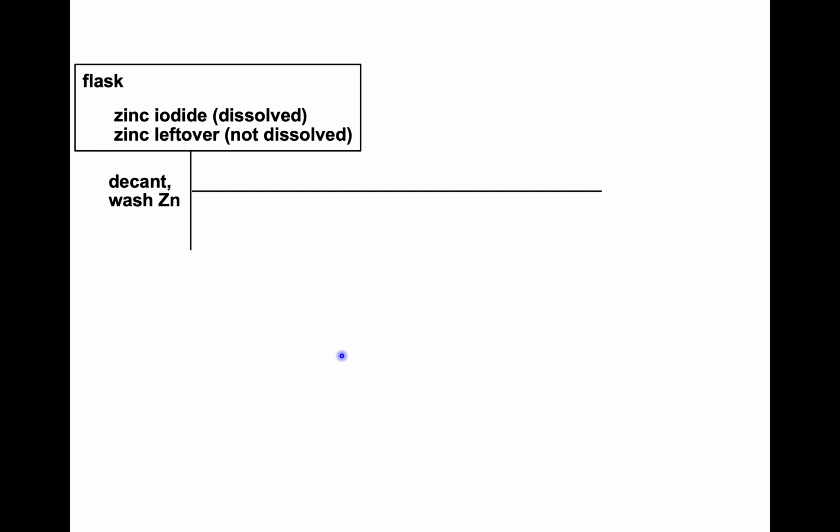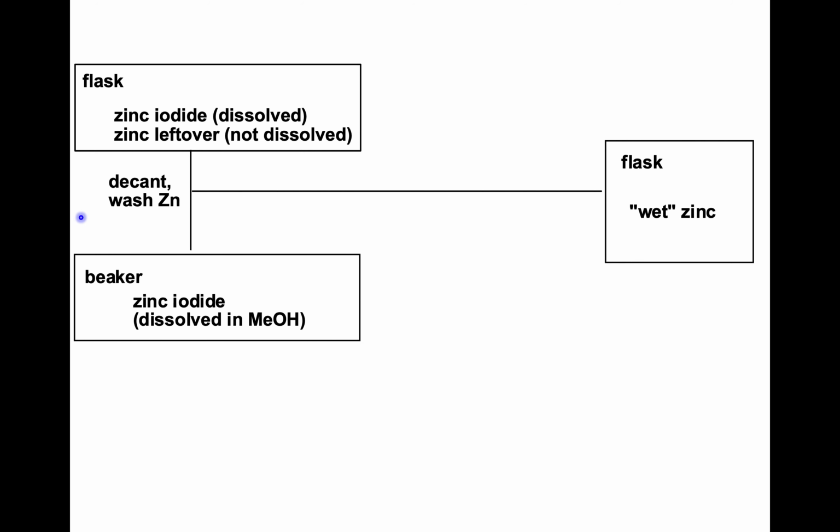And simply pouring off the methanol is going to leave behind a lot of methanol that's stuck to the sides or stuck to the solid zinc. So you're going to repeatedly wash that zinc with methanol and then decant. And you're going to do that a total of 3 times, where you'll decant off your initial reaction mixture that has zinc iodide dissolved in it.